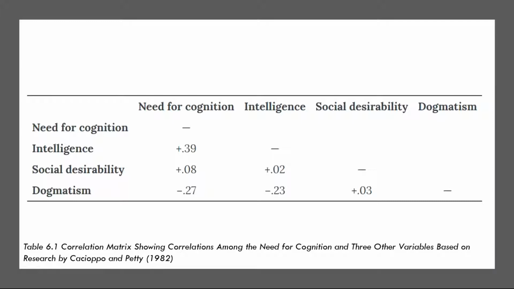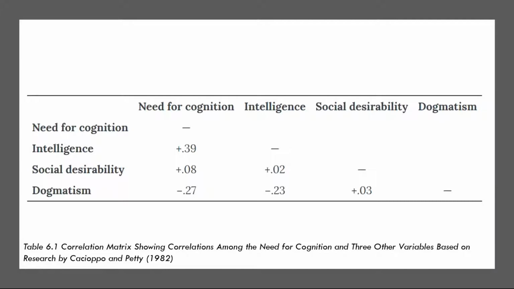The results of this study are summarized in Table 6.1, which is a correlation matrix showing the correlation, Pearson's r, between every possible pair of variables in the study. For example, the correlation between the need for cognition and intelligence was plus 0.39. The correlation between intelligence and socially desirable responding was plus 0.02, and so on. Only half of the matrix is filled because the other half would contain exactly the same information.